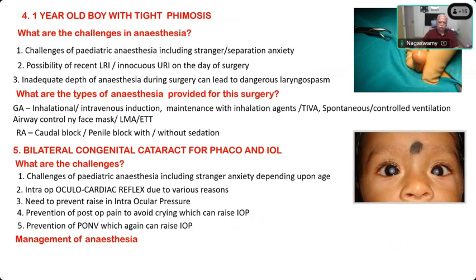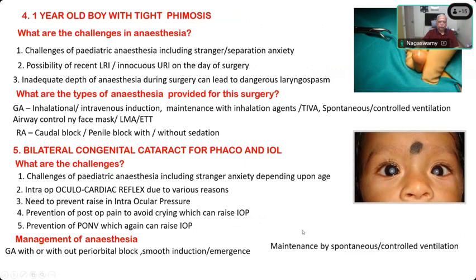Okay, so these are all the questions you should be prepared to answer. So GA with or without periorbital peribulbar block. Smooth induction and emergence is required because you should not cause any rise in IOP. And maintenance can be done with either spontaneous or controlled ventilation.